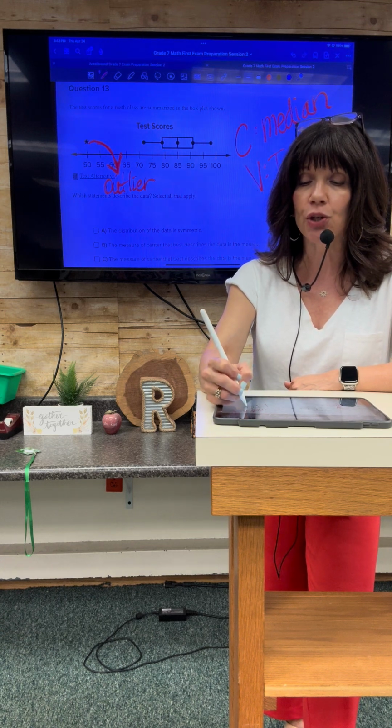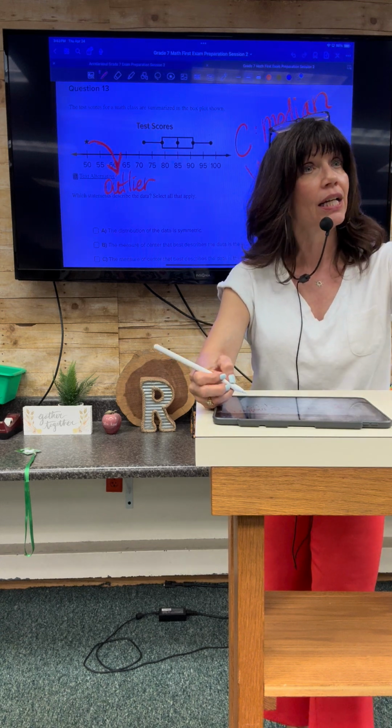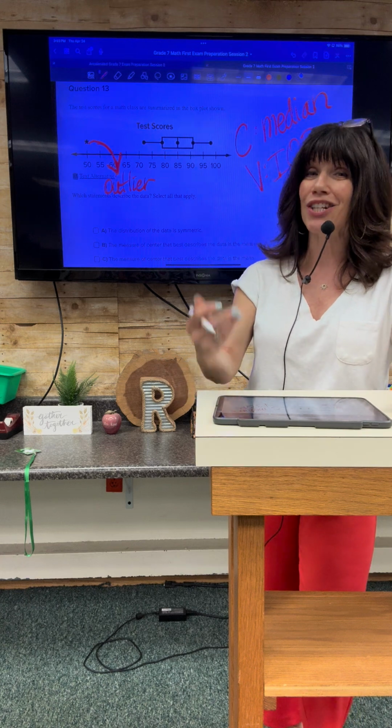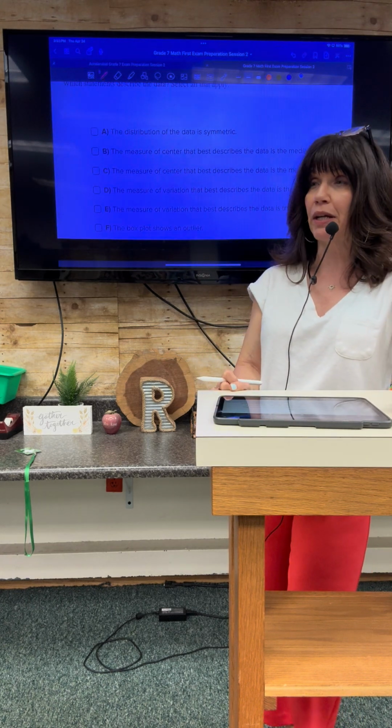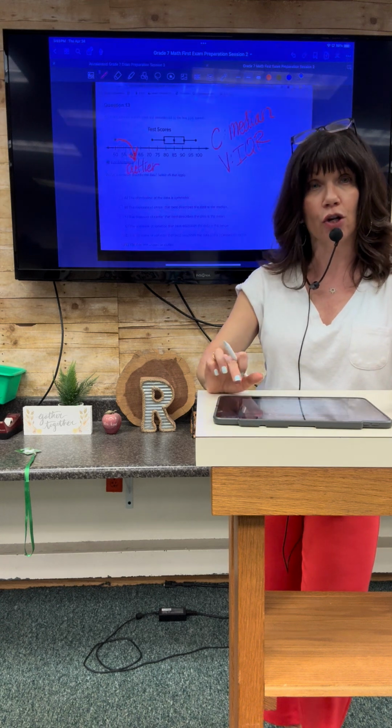If they ask you about the best version of variation, what would you say? And what does IQR stand for? Someone over here said it. Interquartile range. You got it. Answer all of these to the best of your ability. Choose only the items that are true.